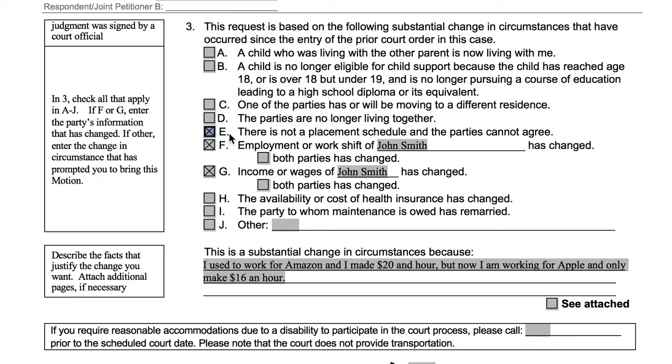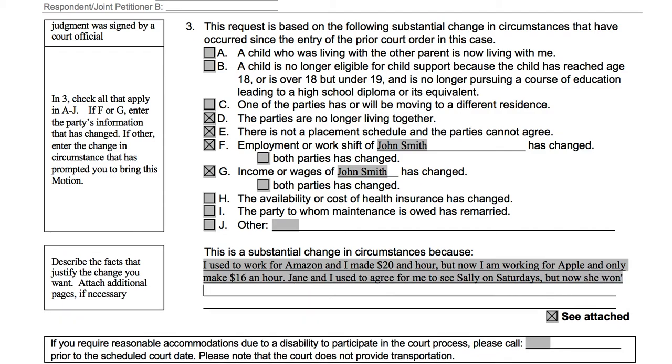So, if D and E applied, we could explain down here as well. I see if I can get in the right box. Jane and I used to agree for me to see Sally on Saturdays, but now she won't let me see Sally at all. Or whatever is going on in your situation. Obviously, this is just a little example I wrote up, sort of guessing what John's situation could be, but you should write in this line whatever your situation is.